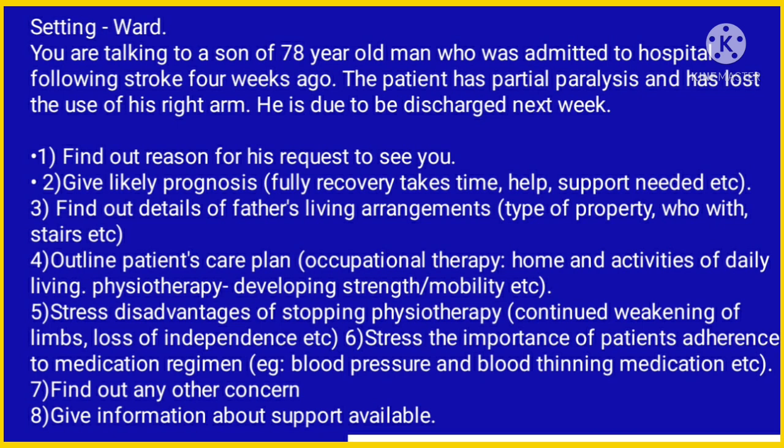Then as per the next task, we need to find out the details of father's living arrangements, that is the type of property. Is he living alone or with you? Is there any stairs? So we can ask, "Before proceeding further, can I ask you some questions to know about his living arrangements?" We can ask, "May I know what type of property he lives in?" That means is it a flat or villa? Then we can ask, "Are you living with him?" Then we can ask what type of house he lives in, whether it is one-storied or two-storied.